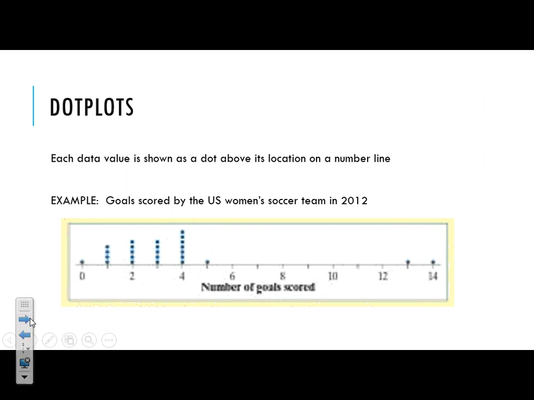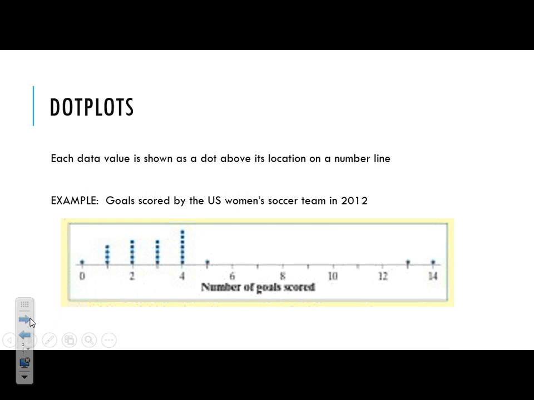So a dot plot is a very simple type of graph. We just take a number line, and every time we have a data value, we place a dot above the appropriate spot on the number line. The example that I have in the video here is the number of goals scored in games by the U.S. women's soccer team in the year 2012. So you can see, very simple. They had one game where they scored 0 goals. They had a game where they scored 14.